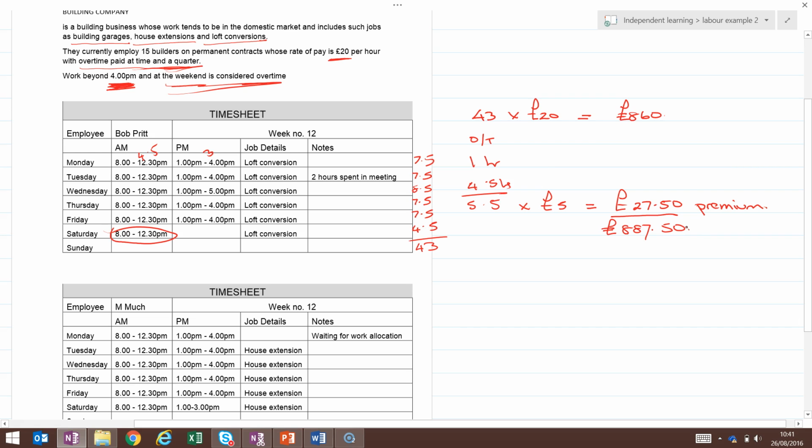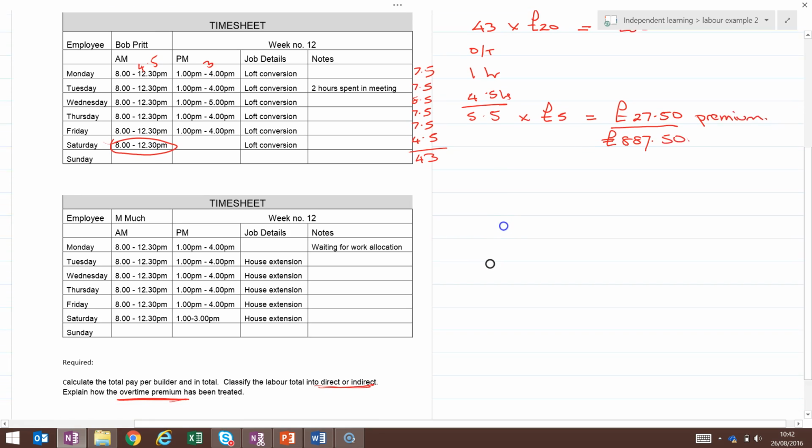So the important thing is I've used exactly the same method as I used on the earlier example. Identified the total hours worked and paid the basic rate of pay. Identified the hours of overtime for which I then paid the extra premium.